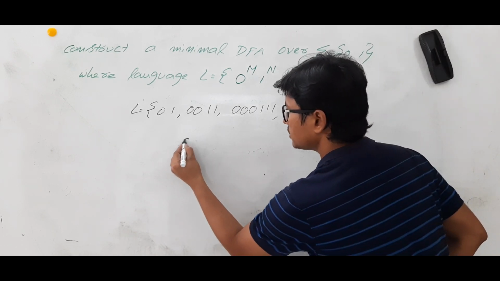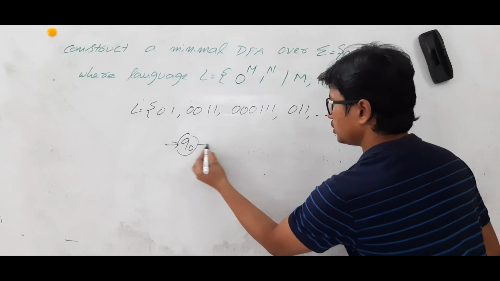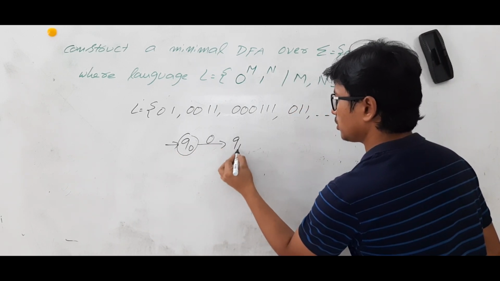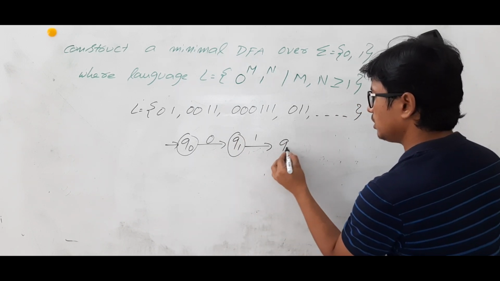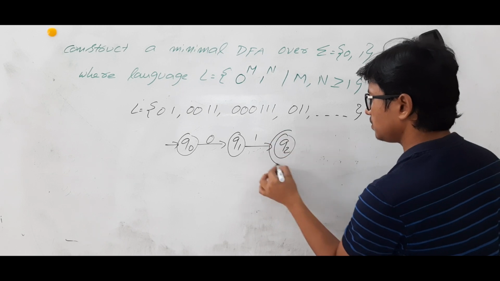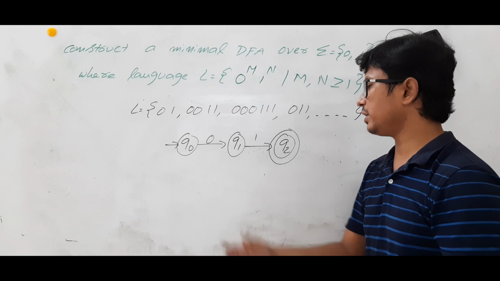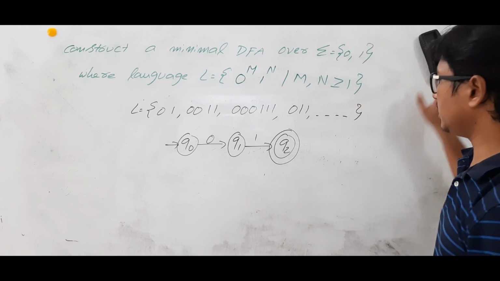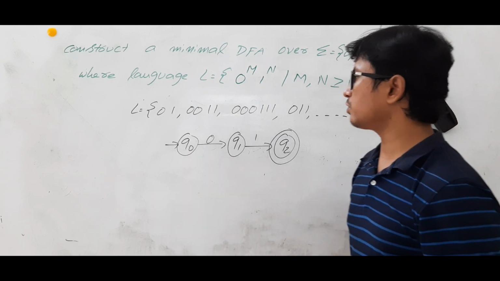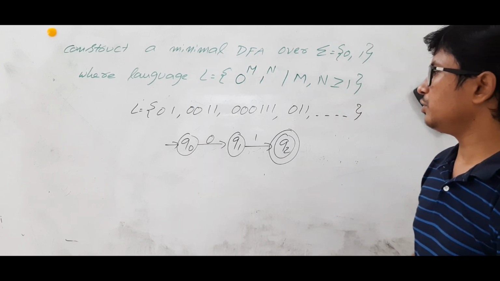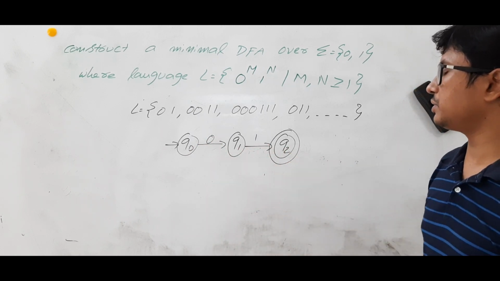So how to do it is, I will take the initial state Q0. On 0, I will go to a state called Q1. On 1, I will go to a state called Q2, which is a final state. So it is accepting 01. Now what I need to check: Q0 on 1, what will happen? Okay, Q0 on 0 it is there, Q1 on 1 is there, and Q2 is there.